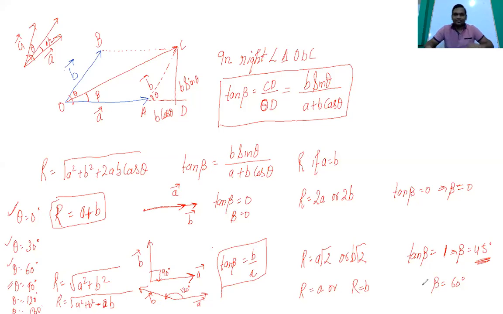So in case of 180 degree, simple, this will be your R. R is equal to A minus B. This is the minimum value of the resultant.